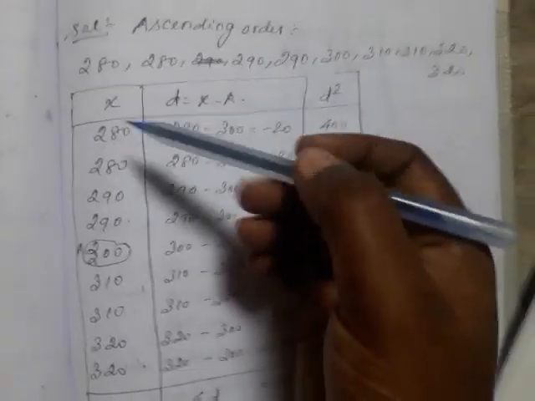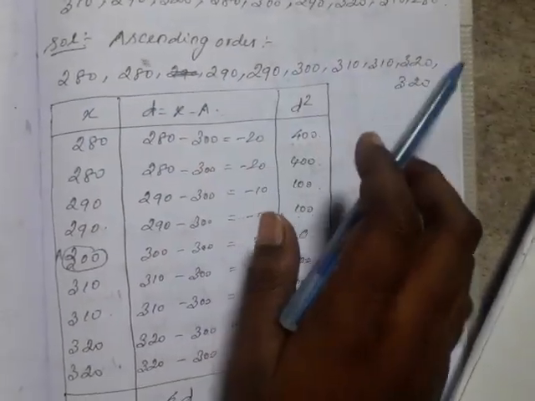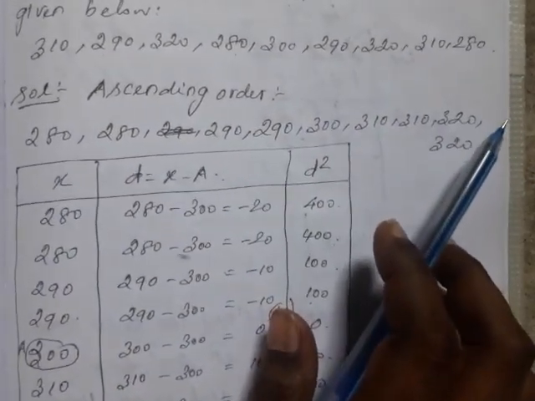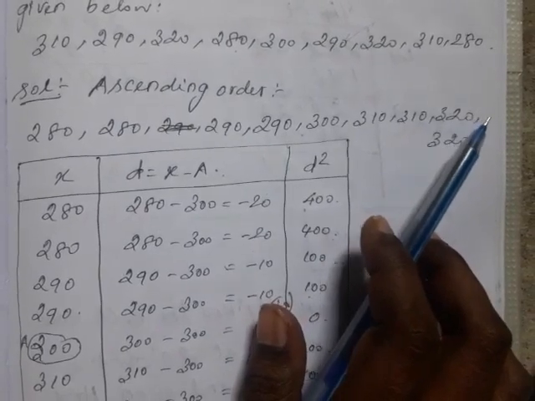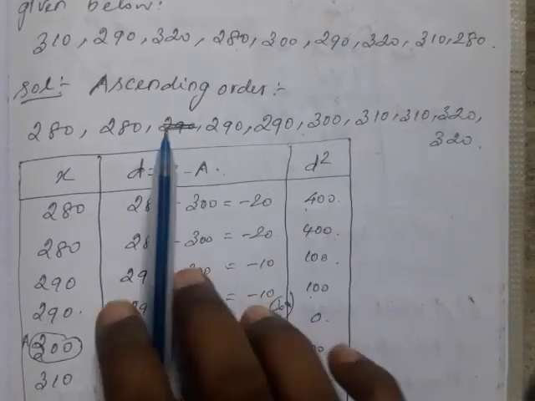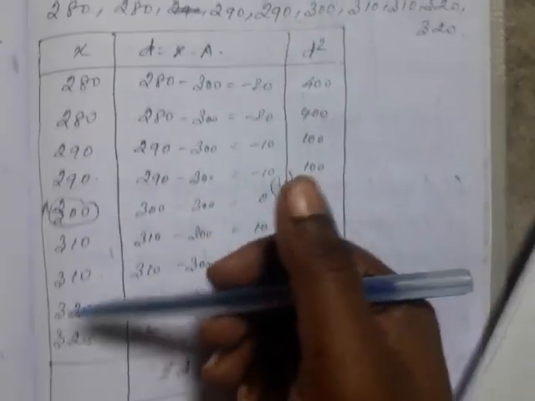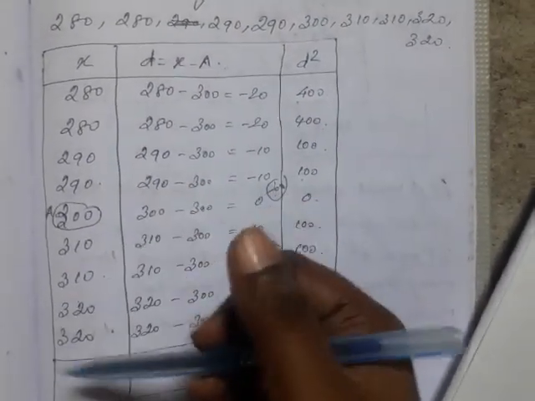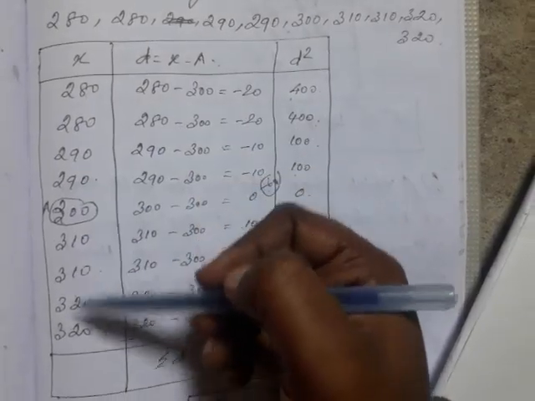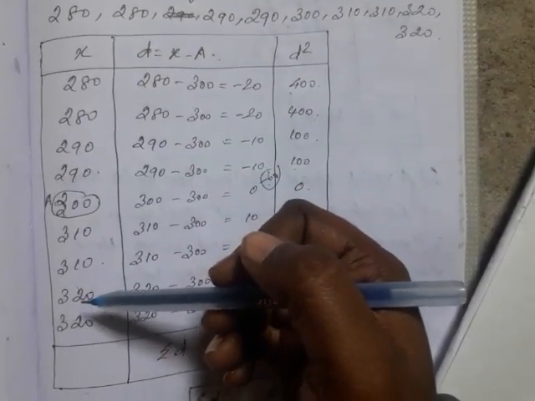Here they are given single data, that is called ungrouped data. Already I told you, for ungrouped data we will find only d and d square. You have to write the x values one by one. Next you have to find the assumed mean.